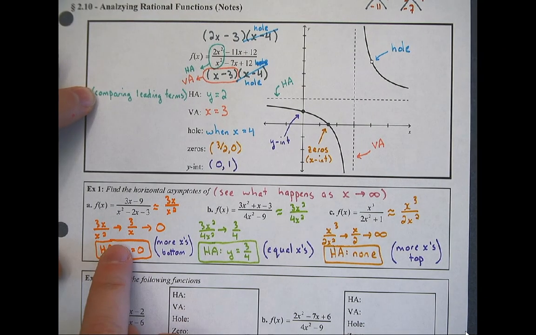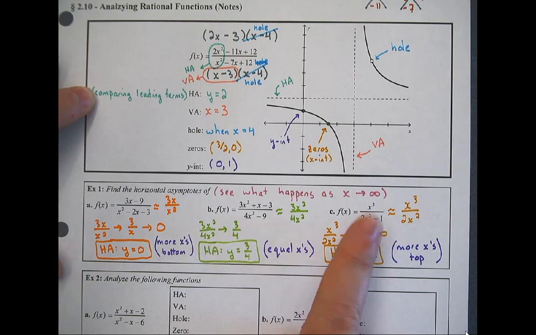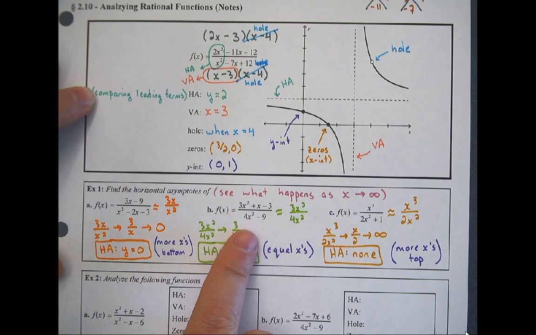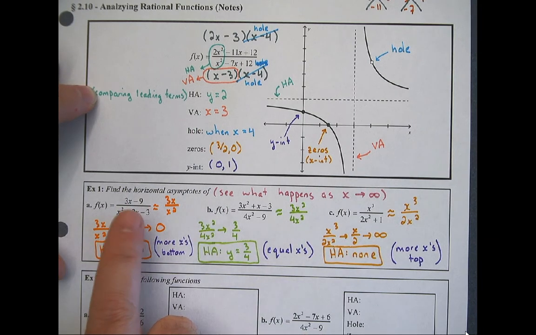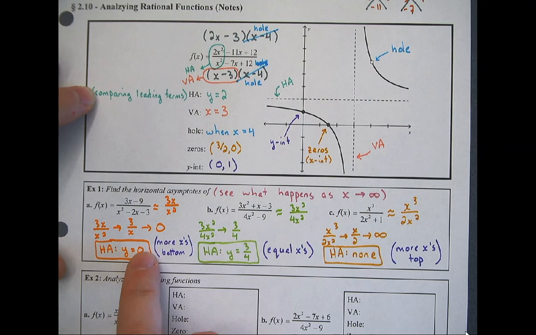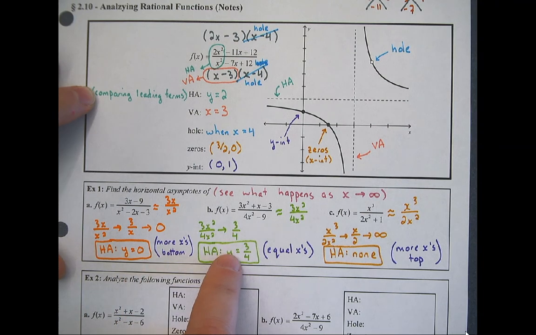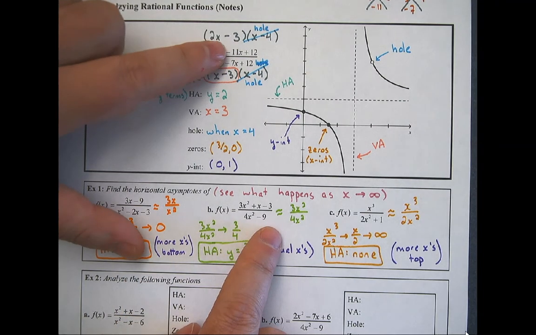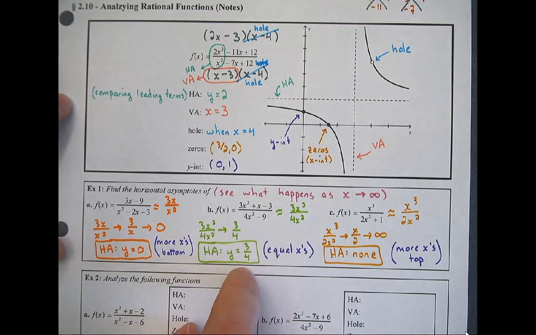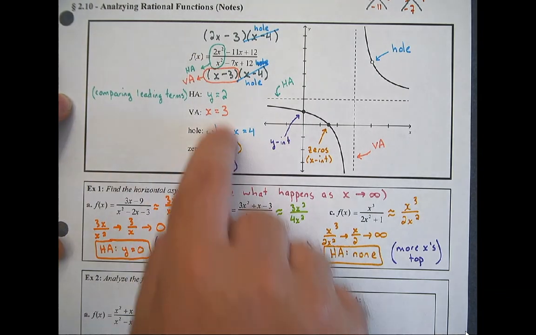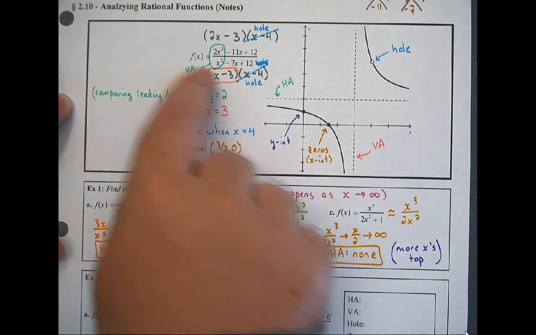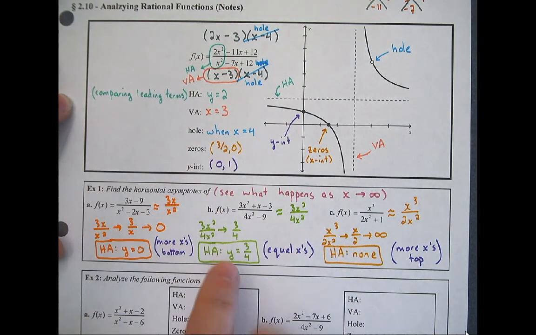Well, the first thing we noticed is that if you compare the leading terms, you can figure out where the HA is. More x's on the top, more x's on the bottom, or a tie. More x's on the top, you would write HA is none. More x's on the bottom, you would write HA is y equals 0. And then if it's a tie, it's y equals whatever your coefficients are. My coefficients were 2 and 1 in this case. You have to memorize these three. I'm going to make a cheat sheet or let you put this on the back of your parent function sheet. But you do have to remember the three different scenarios.